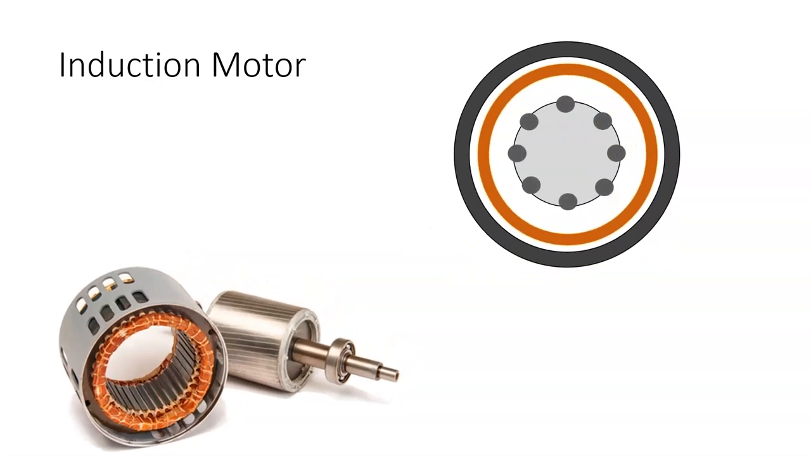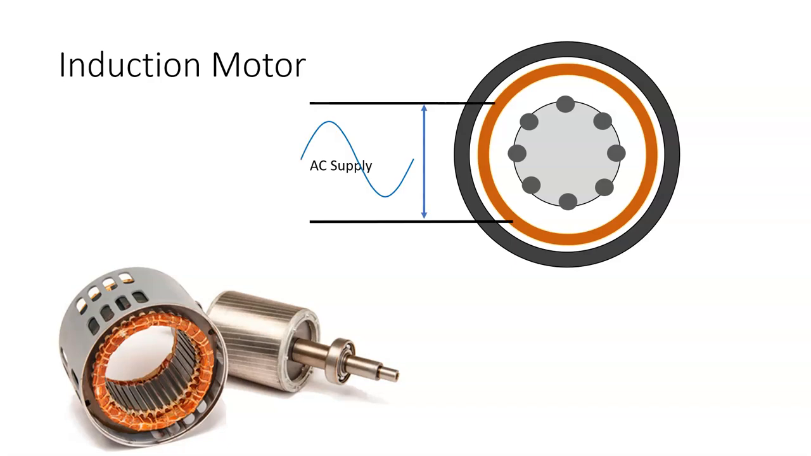Okay, so the induction motor is connected to an AC supply. When we do that, we get a rotating magnetic field around the stator. The supply will cause the magnetic field to rotate, and there's a separate video on that if you want to look at it.